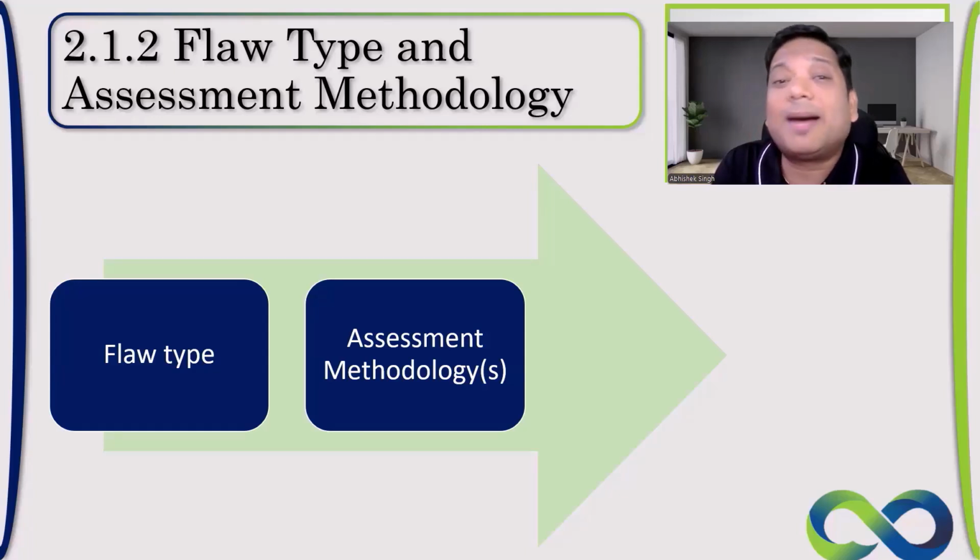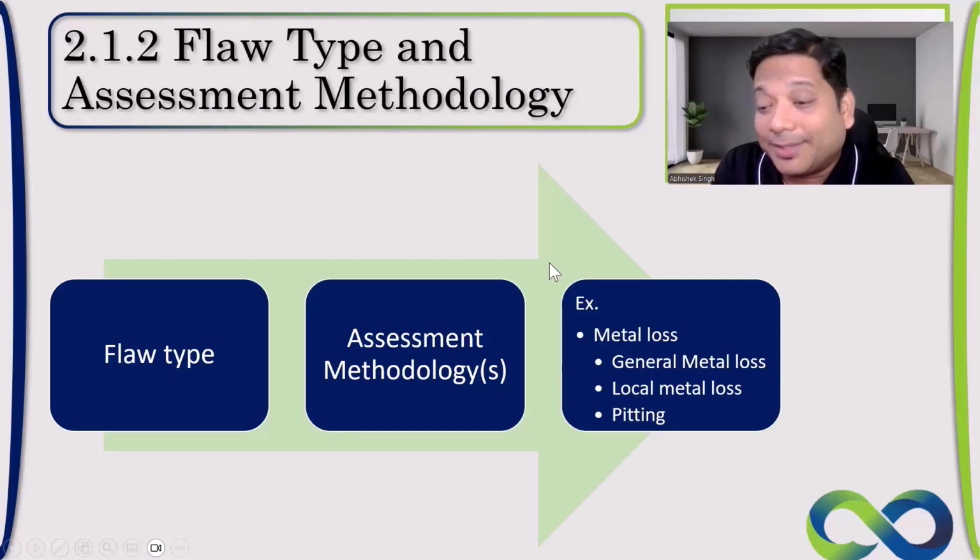Can you give me an example where I need multiple assessments? The flaw type is one type, but I need to do multiple assessments. Take the example of corrosion, like metal loss. You may have general metal loss, local metal loss, or pitting. So lots of different assessments may have to be performed for a single type. It may be one or multiple.